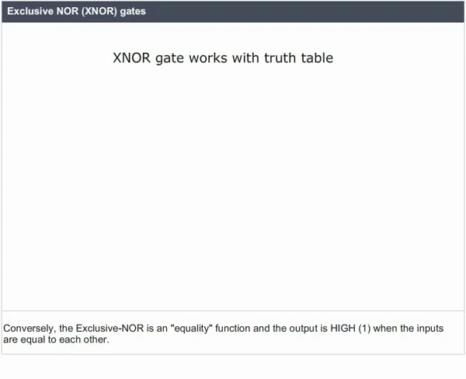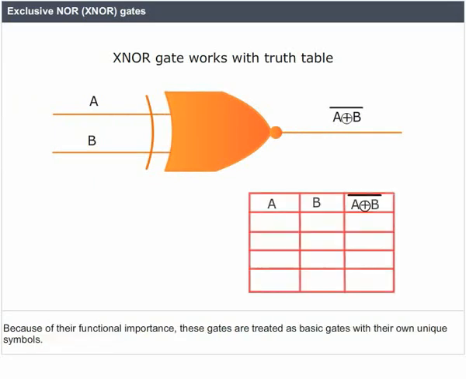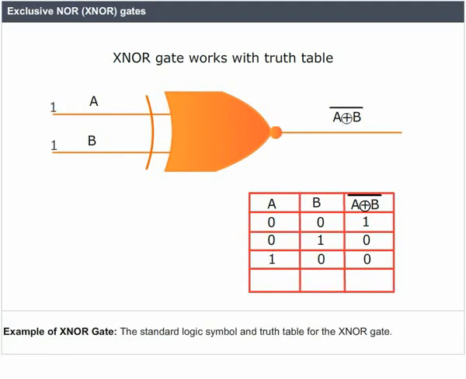Exclusive NOR (XNOR) gates. Conversely, the exclusive NOR is an equality function and the output is high, 1, when the inputs are equal to each other. Because of their functional importance, these gates are treated as basic gates with their own unique symbols. Example of XNOR gates: the standard logic symbol and truth table for the XNOR gate.